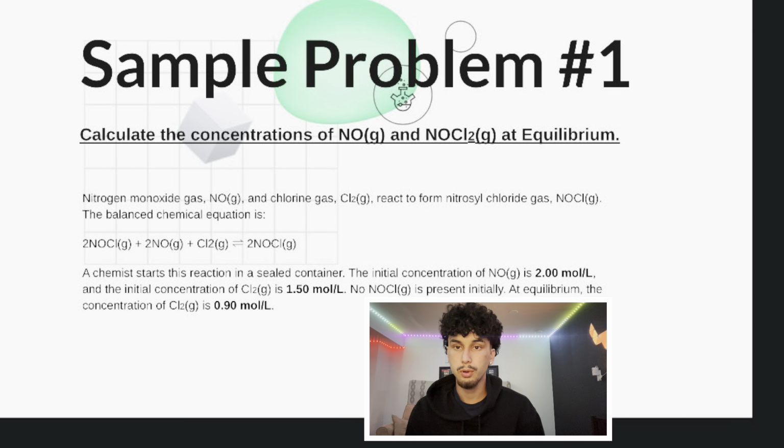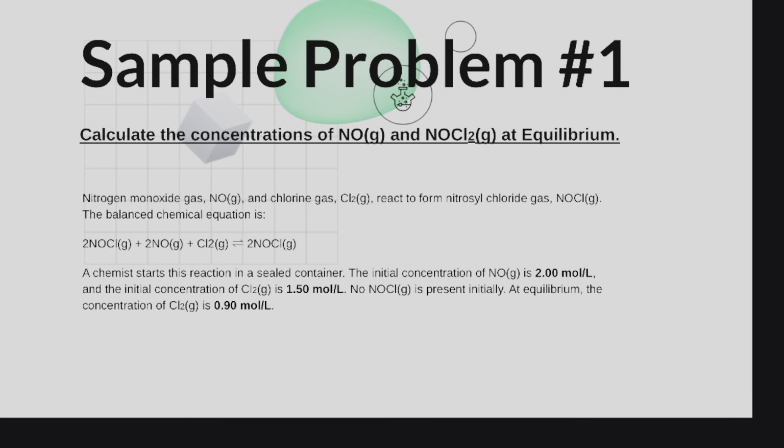Okay, so sample problem number 1. Calculate the concentrations of nitrogen monoxide and nitrosyl chloride at equilibrium. Okay, so this isn't actually too hard. I'm going to take you guys step by step. Just follow along very closely.